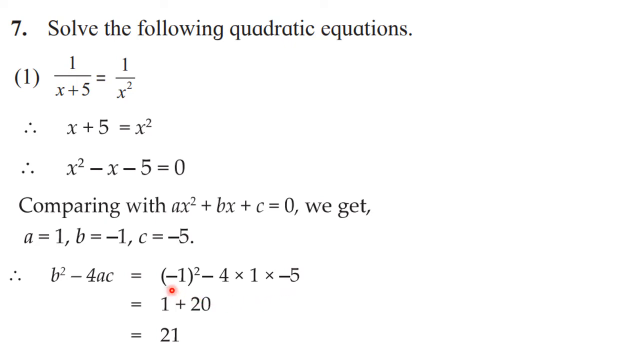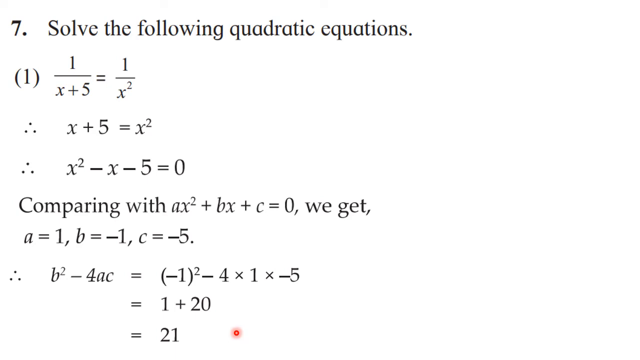Okay, so (minus 1) square is plus 1 and this minus is going to give you plus. So 4 into 1 is 4 and 4 into 5 is 20. So 1 plus 20, the answer is 21. The value of the discriminant is 21.